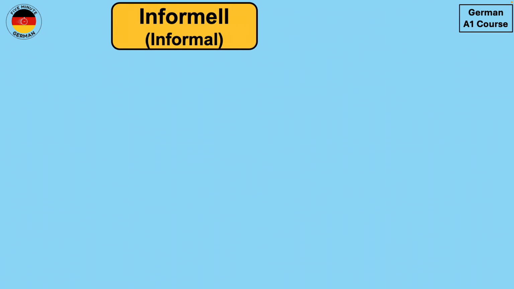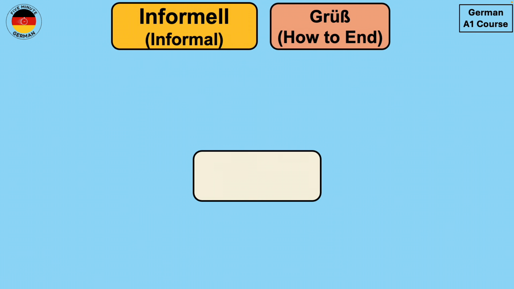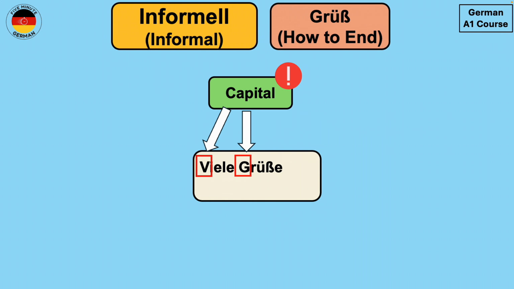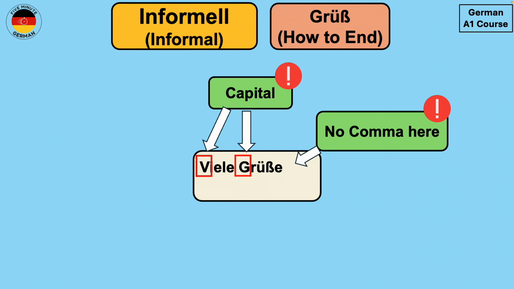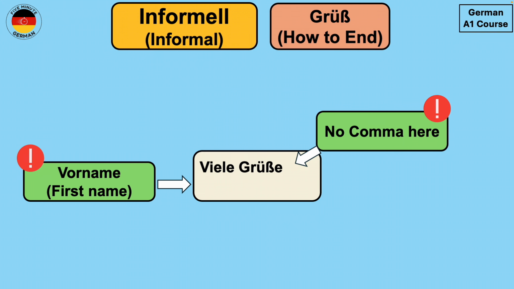Now how do you end an informal letter or email? So you will end it by saying Viele Grüße. Only two words, Viele Grüße. And the first letters of both of them will be capital. And remember, no comma at the end. Then in the next line, you will write your Vorname or first name only. So in my case, I will write Usama.